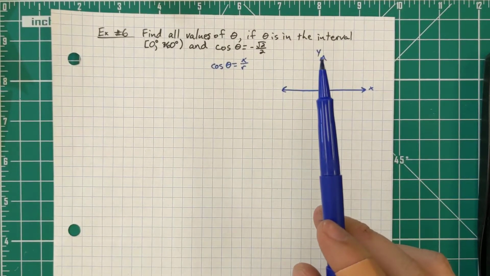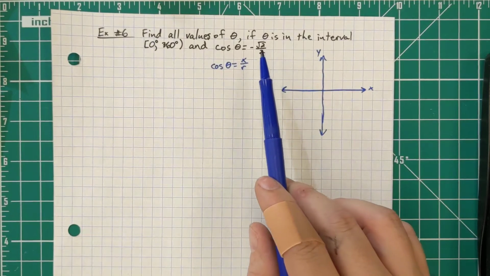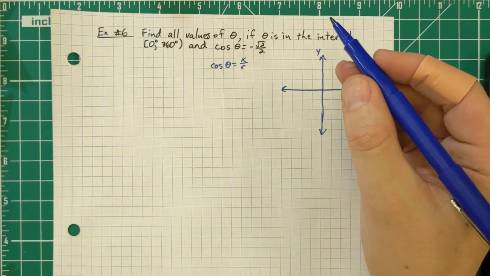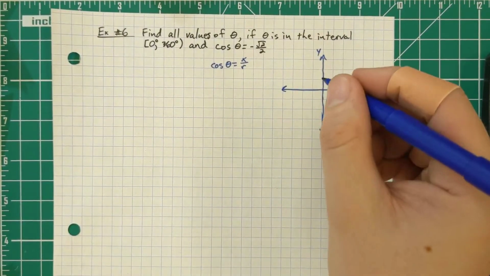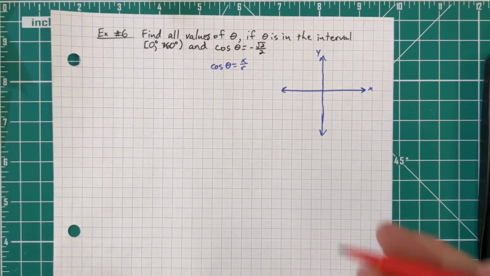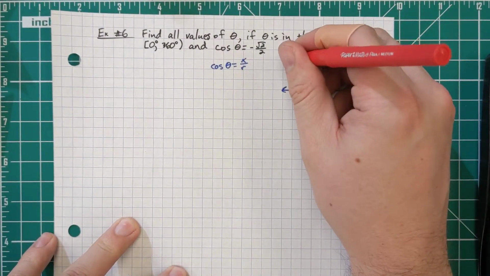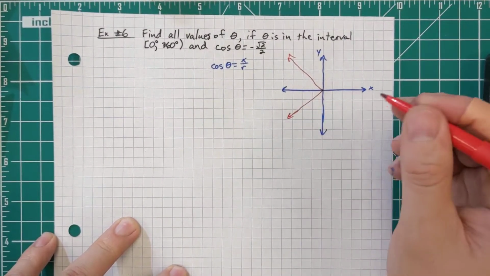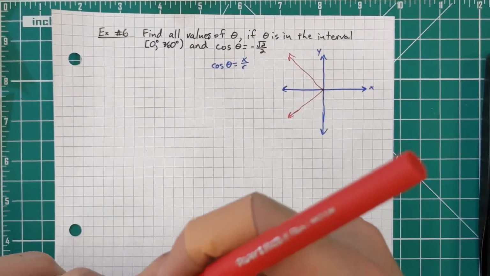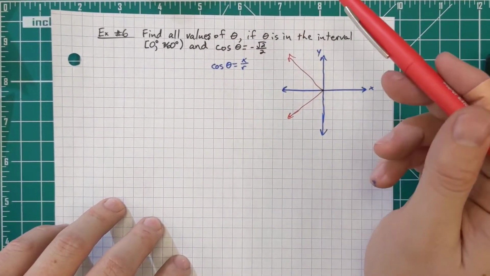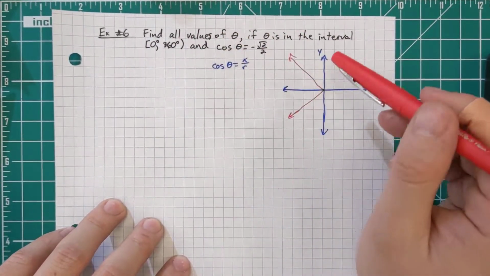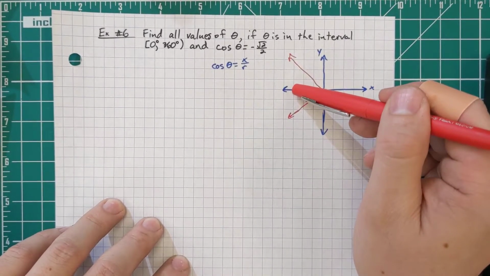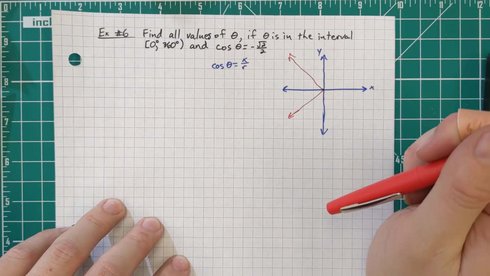And so I have two cases where x is negative square root of 2 and r is 2. So I'll have one that's somewhere here, and I'll have another that's somewhere here. It says find all values of theta if theta is in the interval from 0 to 360 degrees. So we know one's going to be between 90 degrees and 180, and one's going to be between 180 and 270.